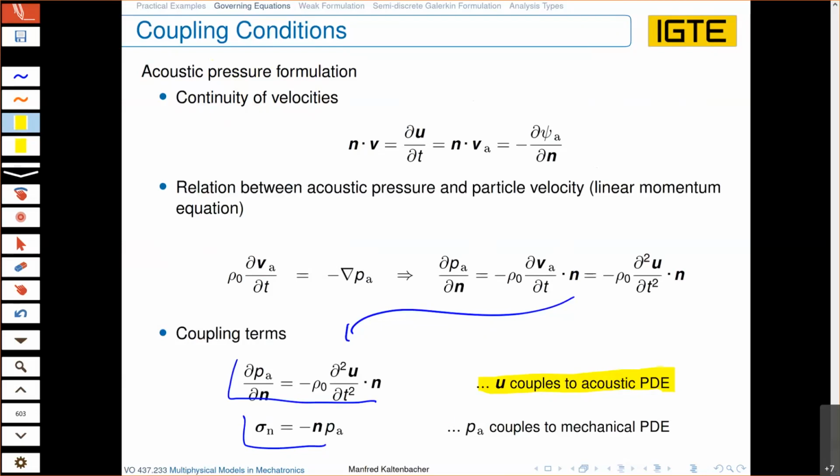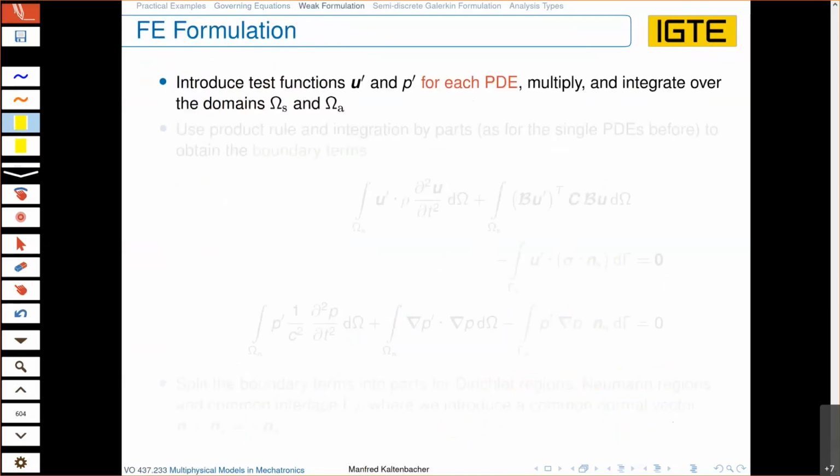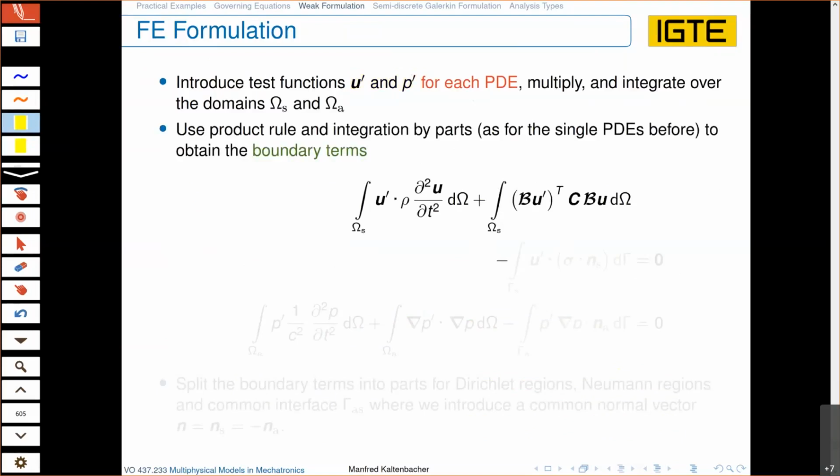And this shows us how we can substitute the normal stresses by the acoustic pressure, and then this will show us how the acoustic pressure couples to the mechanical PDE. That we will now look at and investigate. We just look to derive the weak formulations. We use here u prime and p prime as the test functions, and you can look this up in the parts on computational mechanics as well as computational acoustics.